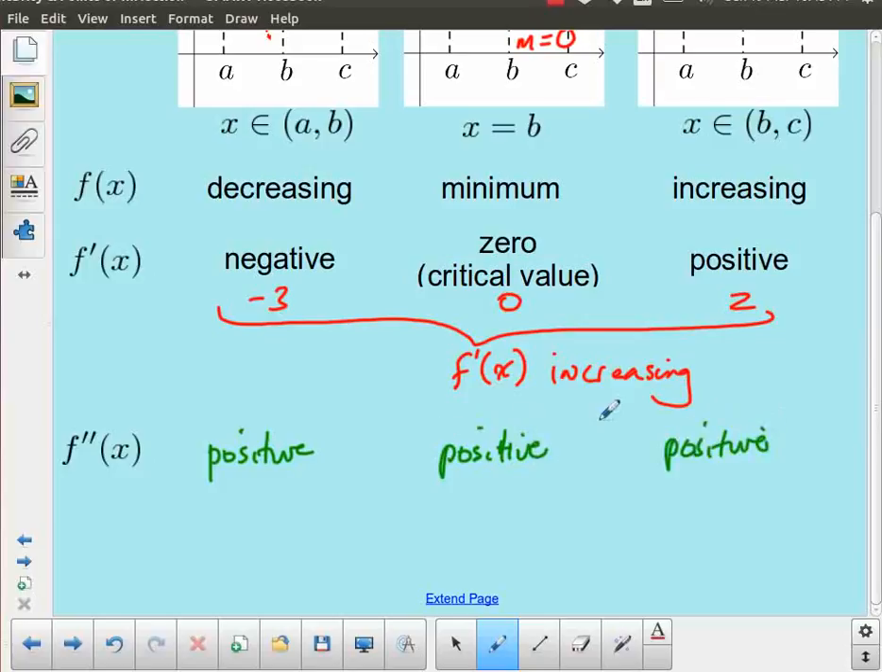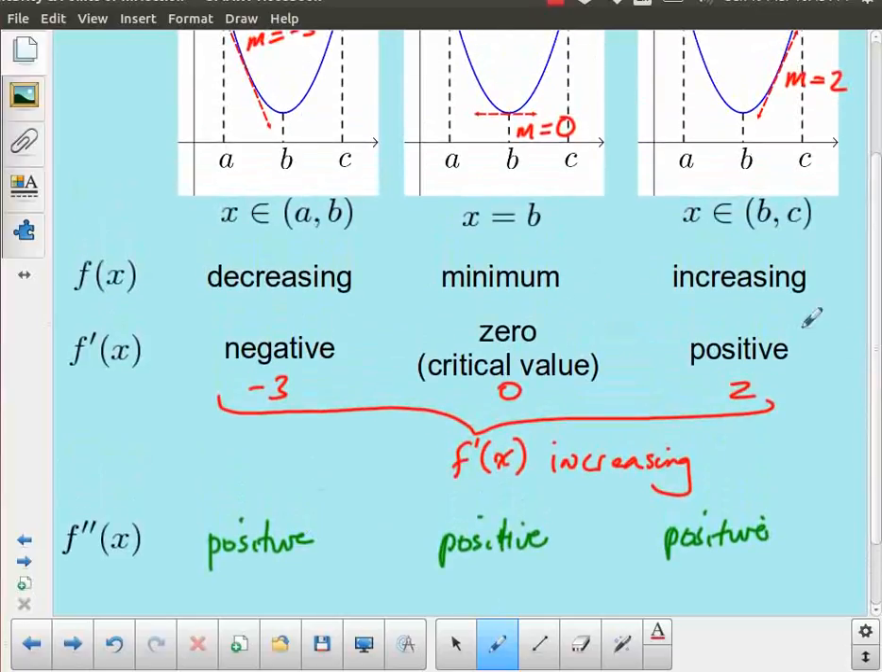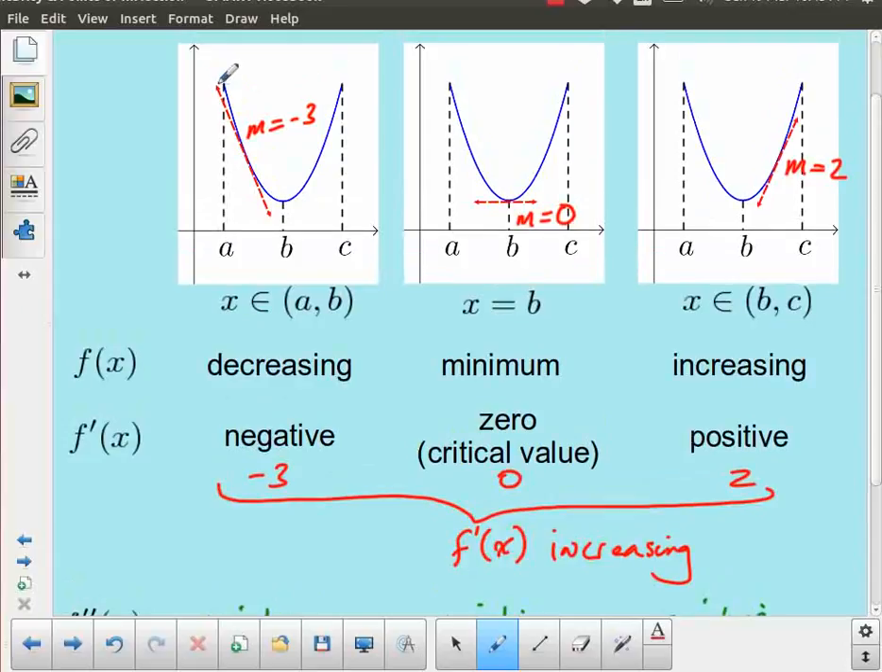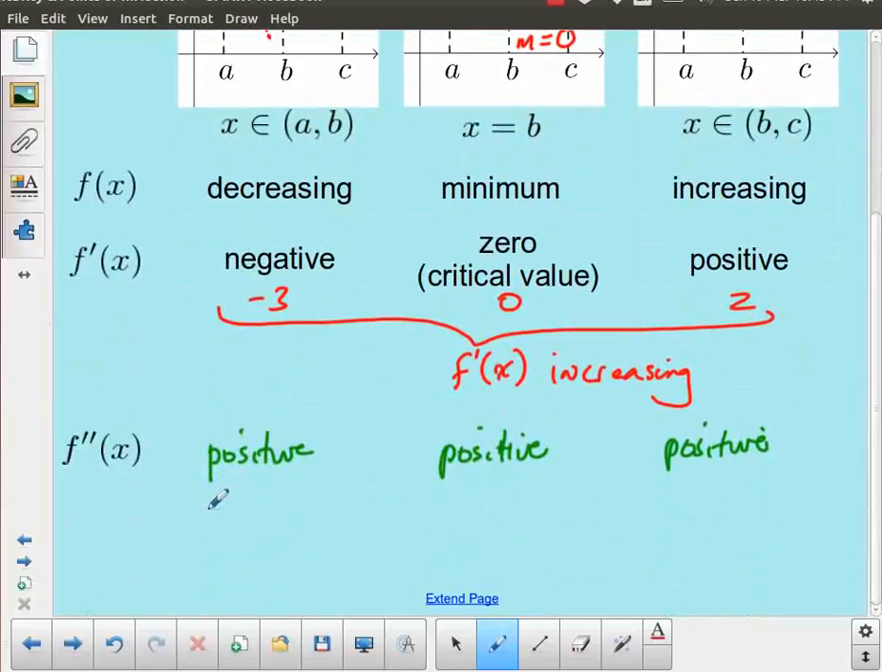So the second derivative is positive because the slope is increasing. But what we want to tie that to is the shape. So let's look at the shape here. If this was just a parabola, we would call this a parabola that's opening upward. That kind of has a similar term. We call that concavity. So we would call that concave up.